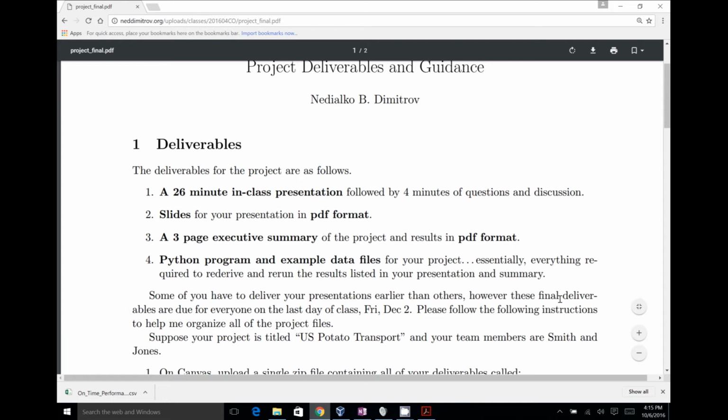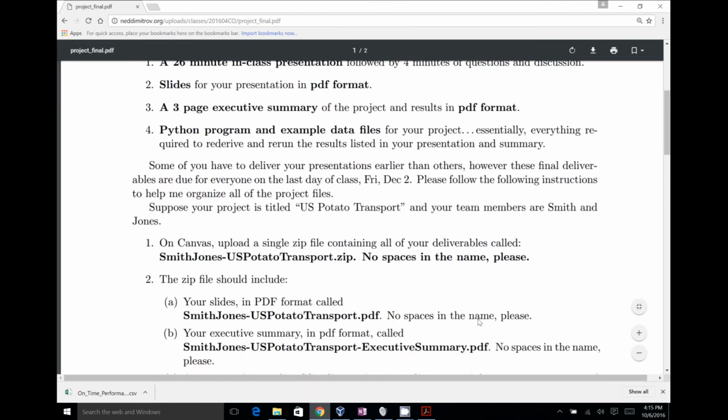Right? So one of the things that I'm going to be looking for is significant complexity in your project. Now that can come up in many, many different ways, and it's going to be different for different teams. So some people are going to have complex modeling. Some people are going to have complex data processing. Some people are going to teach us about new modules, perhaps, that we haven't learned about in class and so forth.